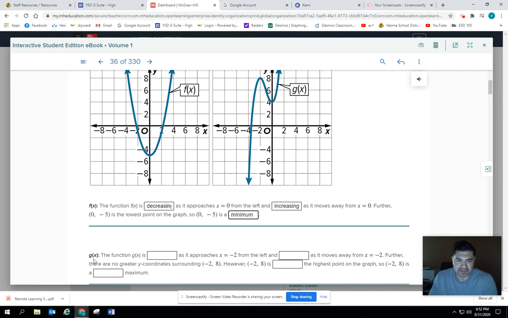Okay, the graph g of x. So we're talking about this graph over here is blank as it approaches x equals -2 from the left. So from over here, from the left, as we're getting close to -2, what's happening? We start here at the very left, and we're approaching -2. What is it doing? That's right, increasing. It is increasing as it approaches x equals -2 from the left, and blank as it moves away from x equals -2.